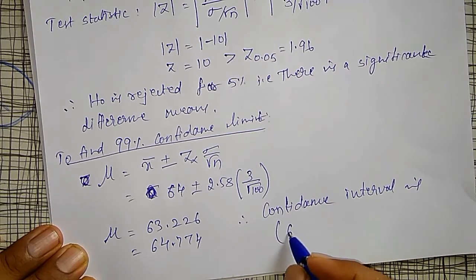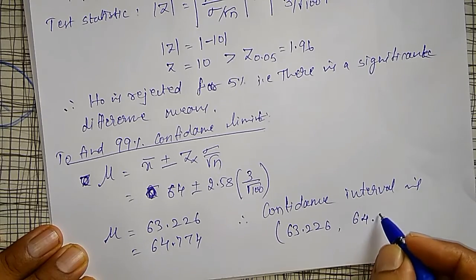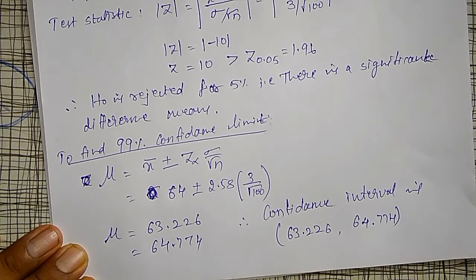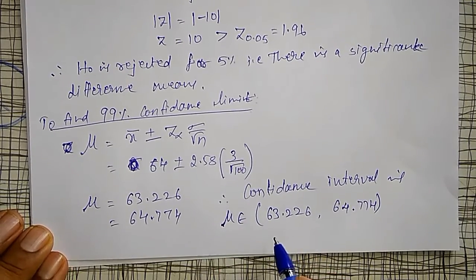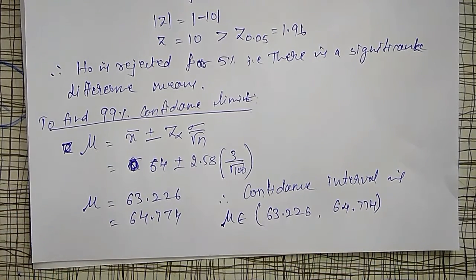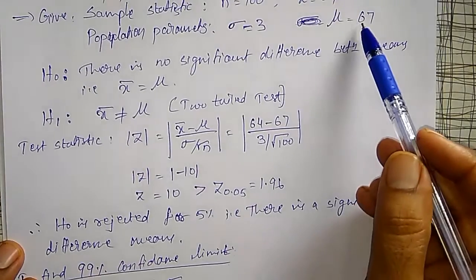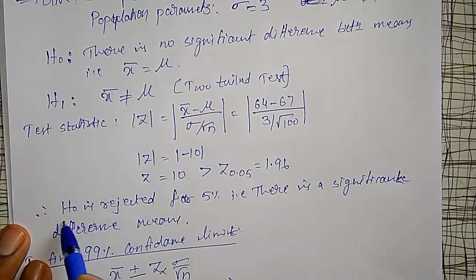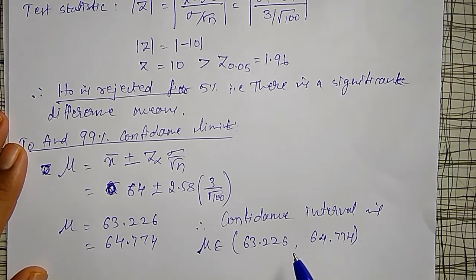Therefore, confidence interval is 63.226 and 64.774. Okay, therefore the mean of the population must lie between 63.226 and 64.77, then only the sample mean is accepted. If it is more than that, we are rejecting. That's why in the example the mean is 67 here, that's why we are rejecting here. Otherwise we could have accepted if that is lying between this one.